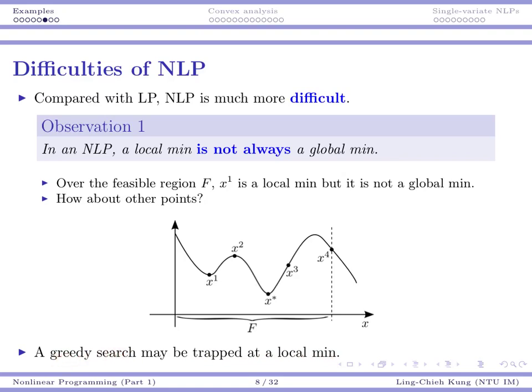So greedy search means I start at some point and then I look for an improving direction to go. In that case, I will end up with a local minimum when I see there is no more improving direction. For example, if we start here, then we look at either going left or going right. We will see that going left is the improving direction. So we will go left until we get to x1, and then we will stop if we are working on local search. So that's not enough for solving a nonlinear program.